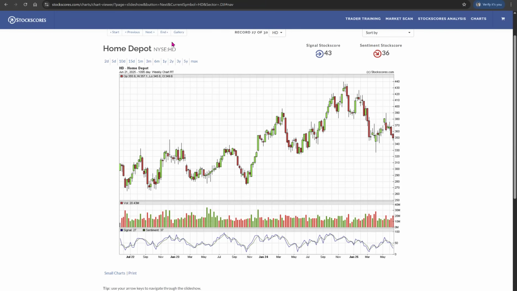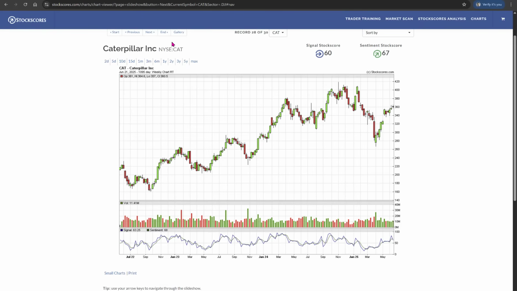Home Depot broke the upward trend line, built a falling top. So that was kind of the end of the strength that had been in place since late 2023. Continues to build falling tops. I would say it's a stock that is more bearish than neutral.